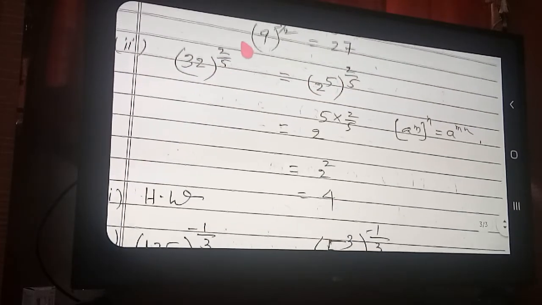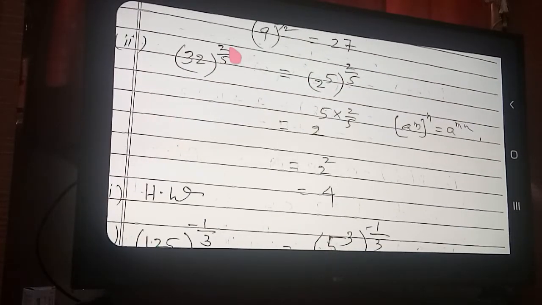32 the whole raised to 2 by 5. Here also 2 by 5 came. So, what is the denominator of the index? 5. So, you write this 32 as the fifth power of some number. So, which number's fifth power is 32? Multiply and see: 2 into 2 into 2 into 2 into 2. How much again? 32. So 2 raised to 5.